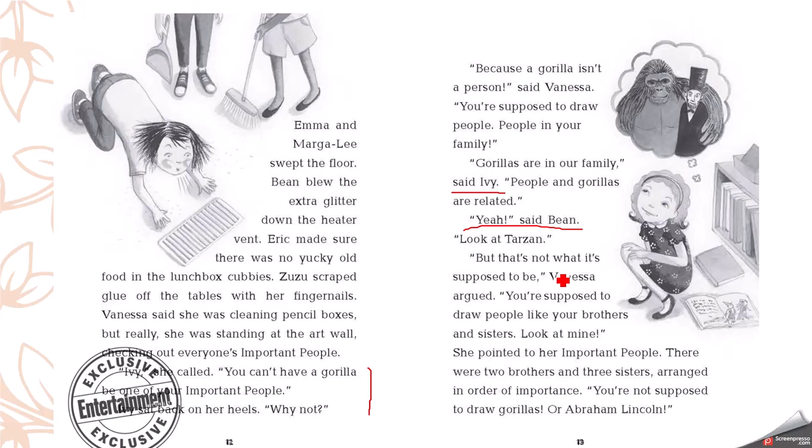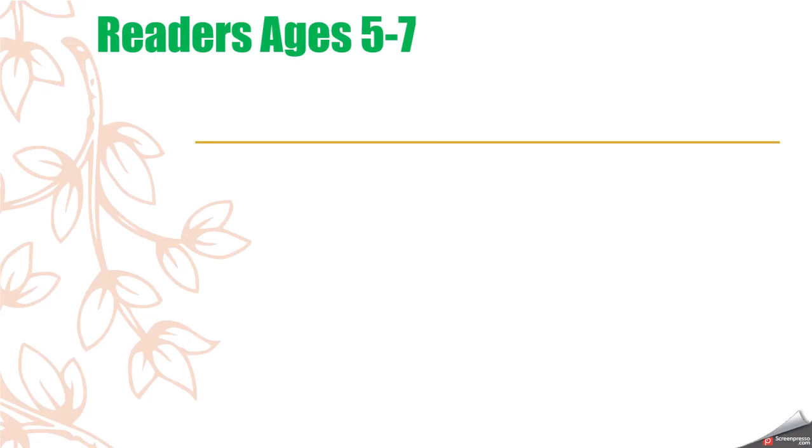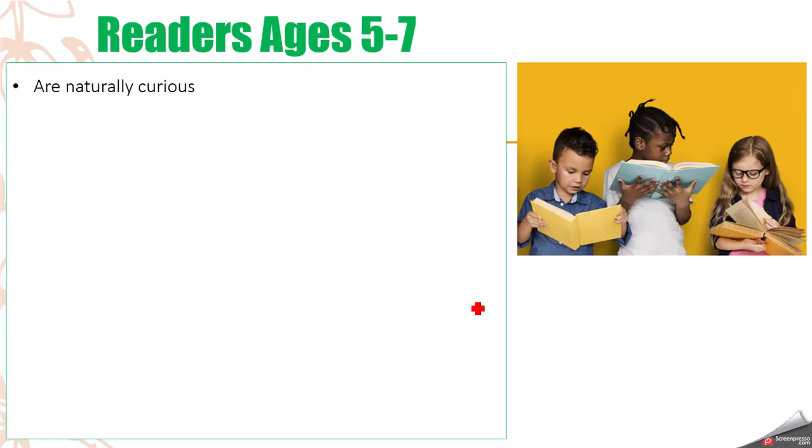And again, because of the age range, the pictures are also there along with the text. So if they didn't know what the word gorilla kind of meant, they might think of a monkey, or an ape rather, even though it's not. And then we have the picture here, right? Or if you don't really remember about Abraham Lincoln or what he looks like, there he is with his stovetop hat. So overall, readers age 5 to 7, they're naturally curious.